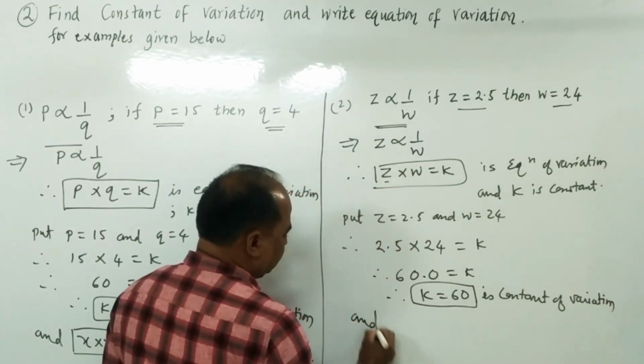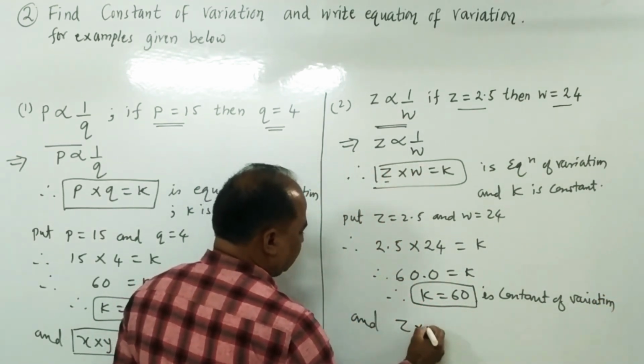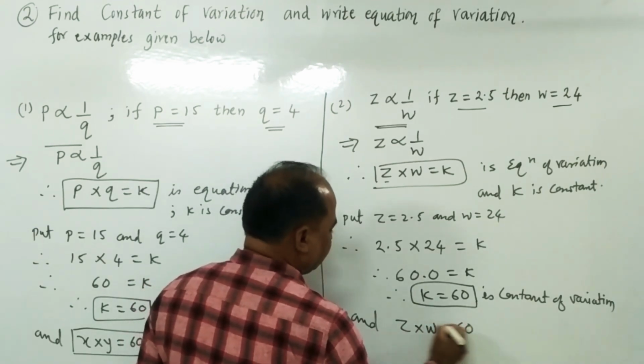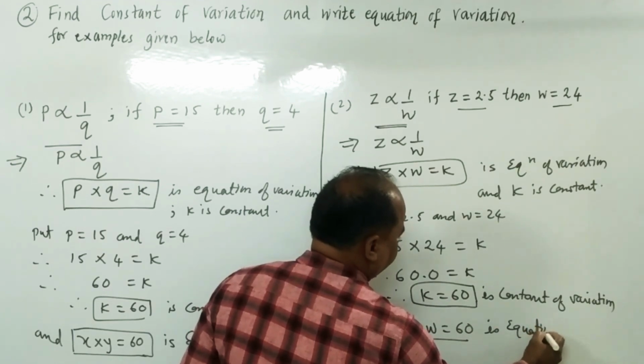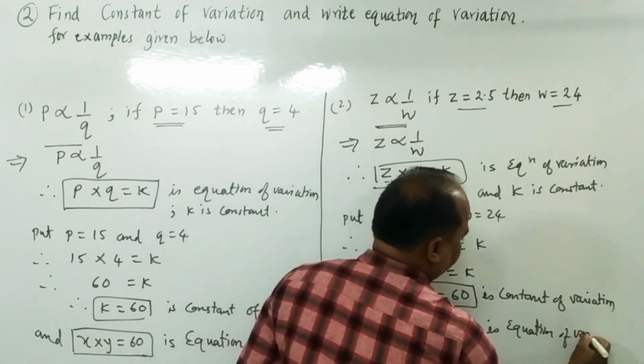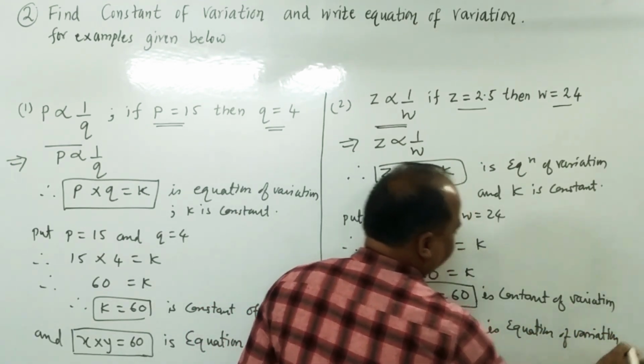and z into w is equal to 60 is the equation of variation.